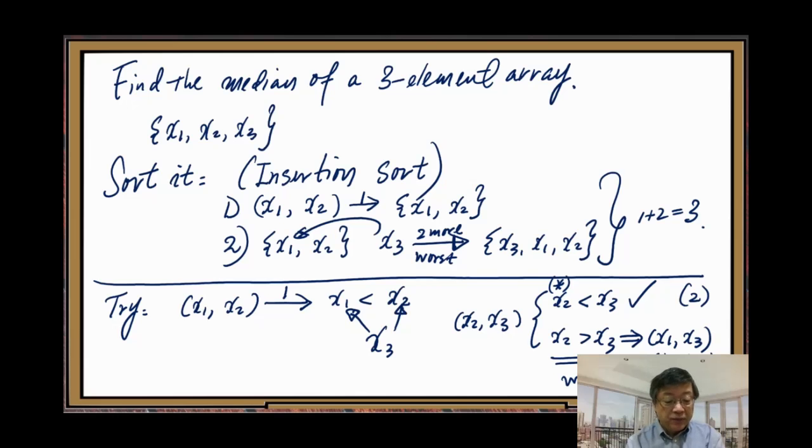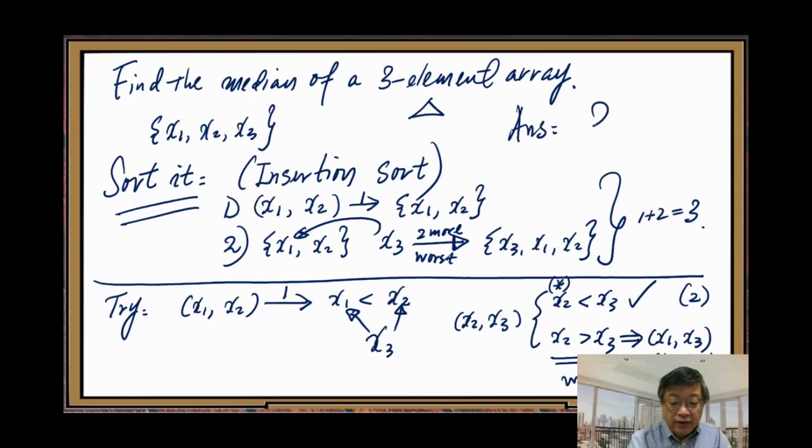So that means even if you just want to get a median, you do not need to sort it, but you need 3 comparisons, the same as the sorting number for a 3-element array. For a 3-element array, the answer is 3 comparisons. Finding the median, you need 3 comparisons.